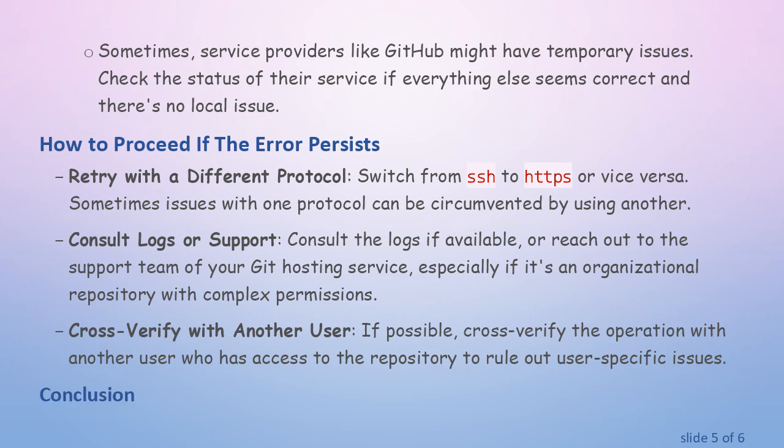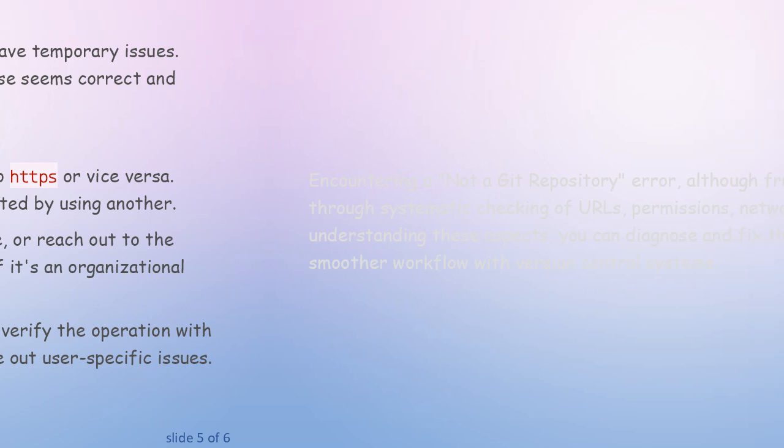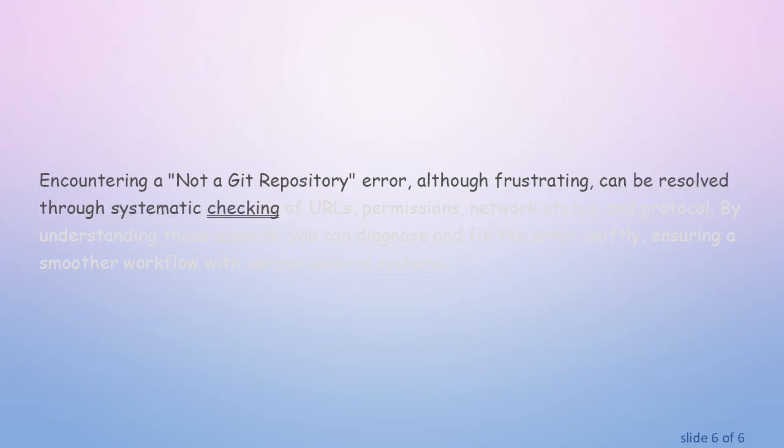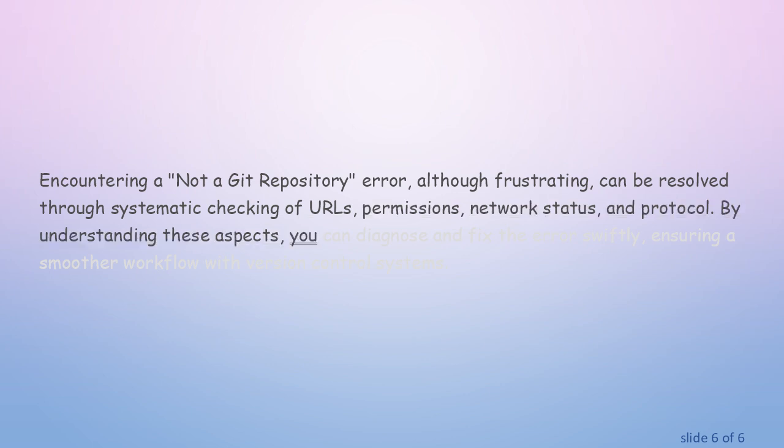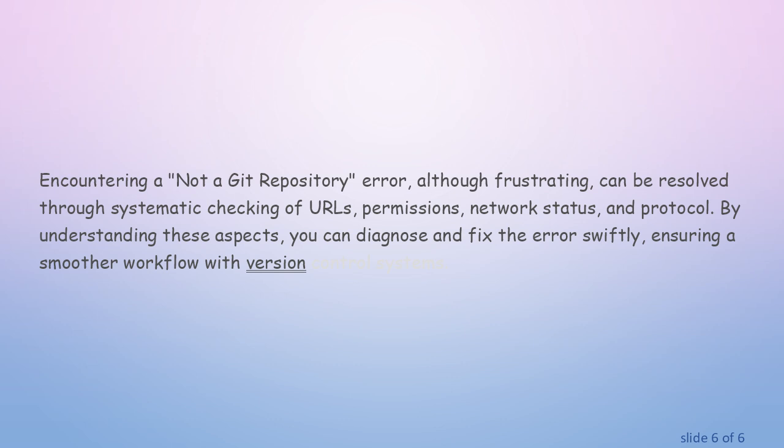Conclusion. Encountering a "not a Git repository" error, although frustrating, can be resolved through systematic checking of URLs, permissions, network status, and protocol. By understanding these aspects, you can diagnose and fix the error swiftly, ensuring a smoother workflow with version control systems.